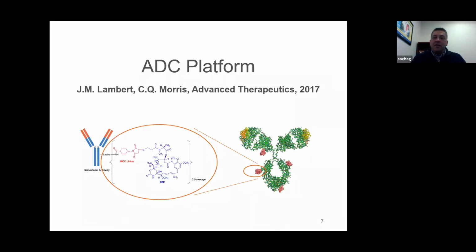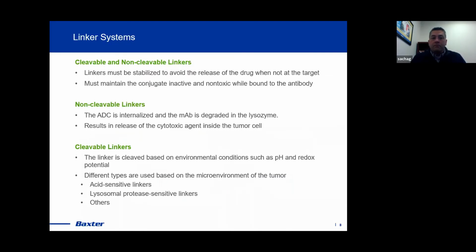So here's just another example of the ADC platform. Here's your antibody in that blue and red, and this large linker system accompanied by the warhead. And so we could attach specifically 4 or 6 individual molecules to those antibodies. The linker systems, as I mentioned, can be cleavable or non-cleavable. So we want these to be stably attached so that they don't release just anywhere within the body. They must maintain that conjugate as an inactive substance until it reaches its target.